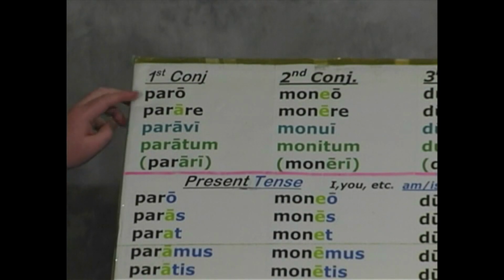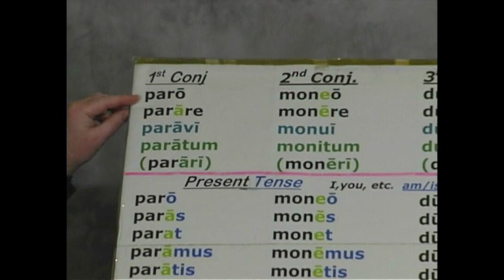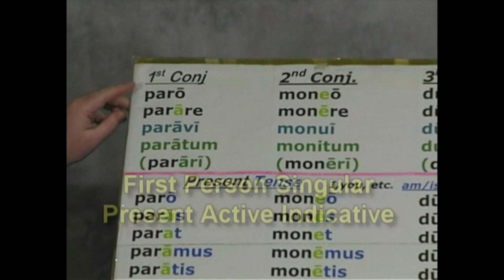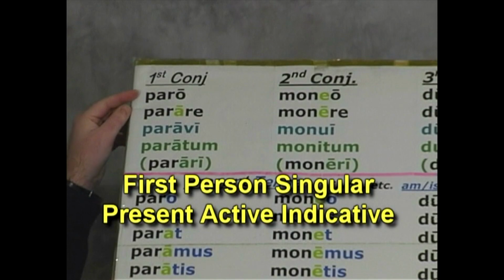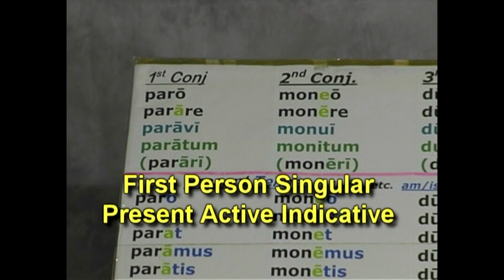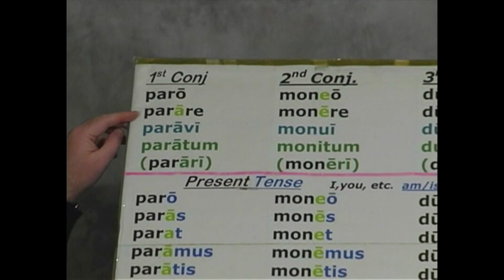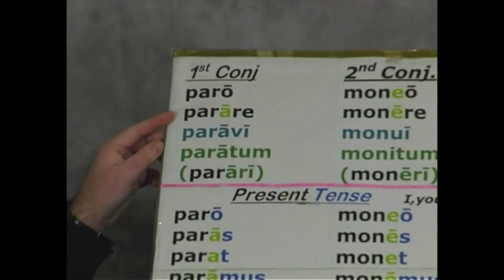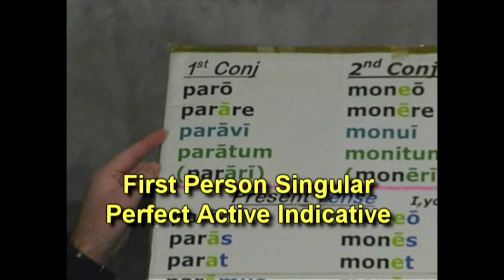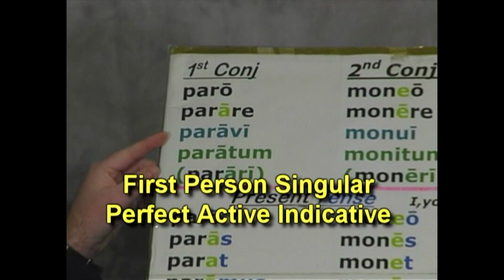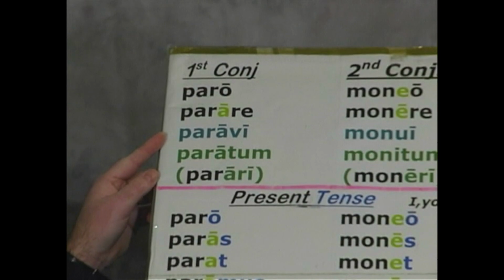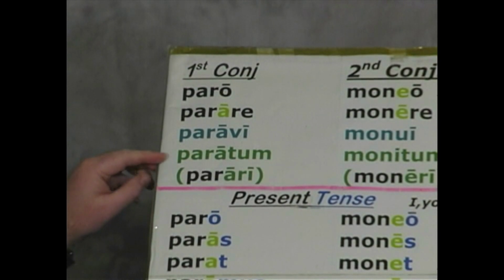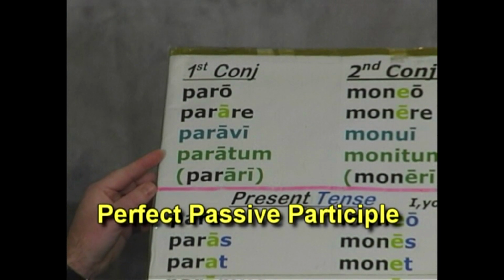I prepare. The first principal part is the form of the verb that you will find when you look the verb up in the dictionary. The entry will be listed under this form, the first principal part. What is this? This is the first person singular, present active indicative, and it translates, I prepare, in the present tense. The second principal part is the active infinitive, parare, to prepare. The third principal part is the first person singular, perfect active indicative, paravi, I have prepared, or simply, I prepared. And the fourth principal part is the perfect passive participle, having been prepared, or simply prepared.